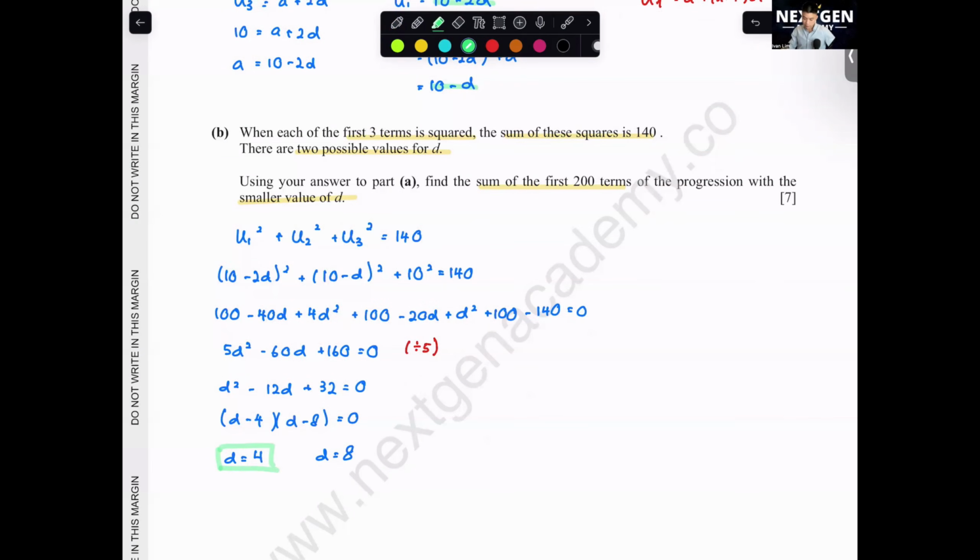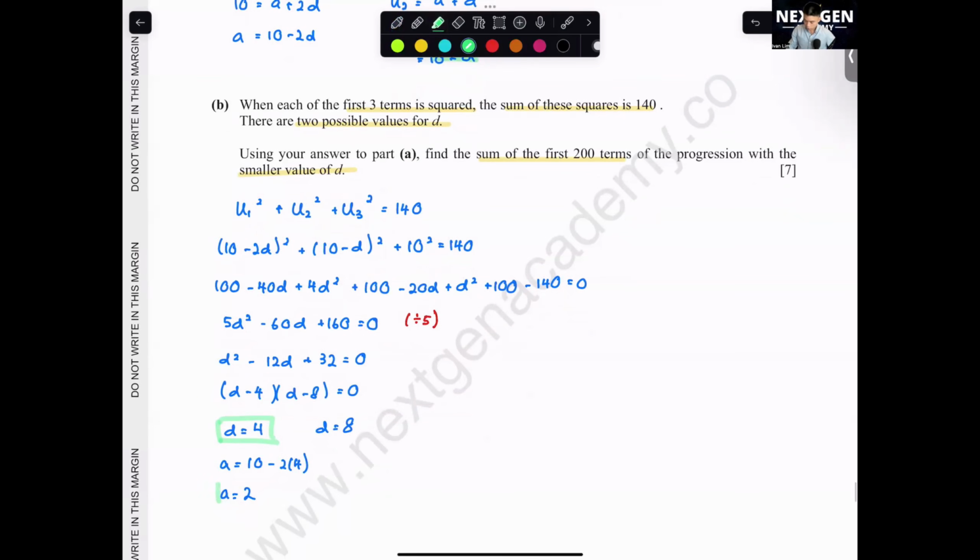Since d equals 4, a is equal to 10 minus 2d. So 10 minus 2 times 4, which is 2. Okay, so we got a equals 2. d equals 4, a equals 2.